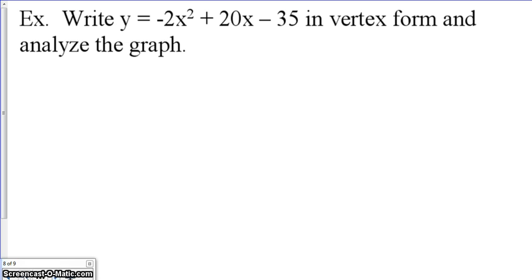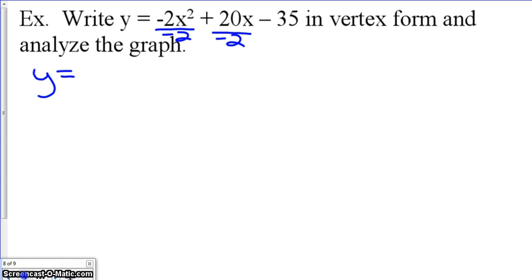Let's try another one. We're going to write this quadratic equation in vertex form. Then we are going to graph it and look at what the graph looks like. In order to put it in vertex form, remember, we're not moving anything from one side of the equal sign to the other. We're just separating stuff out so we can complete the square. Actually, before I even do that, I notice that I have a coefficient in front of x squared. I have to get rid of that.